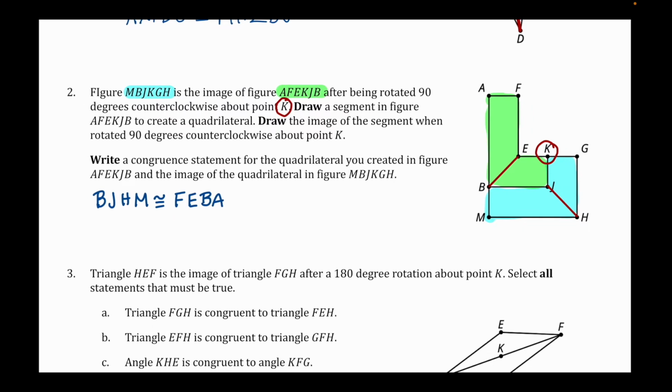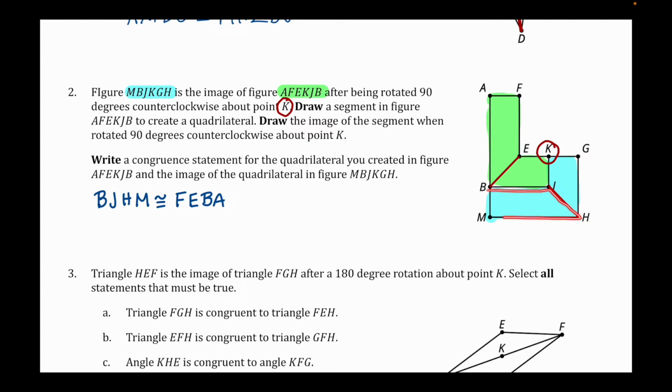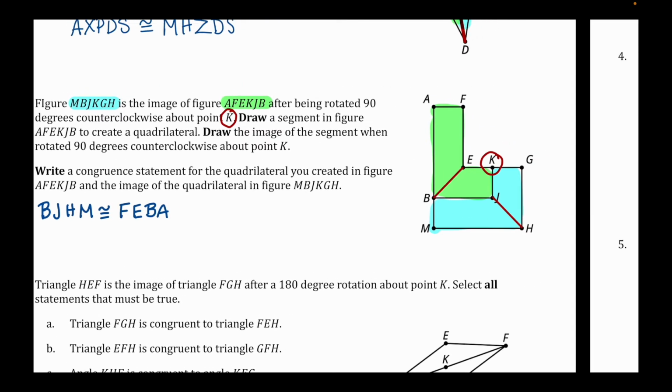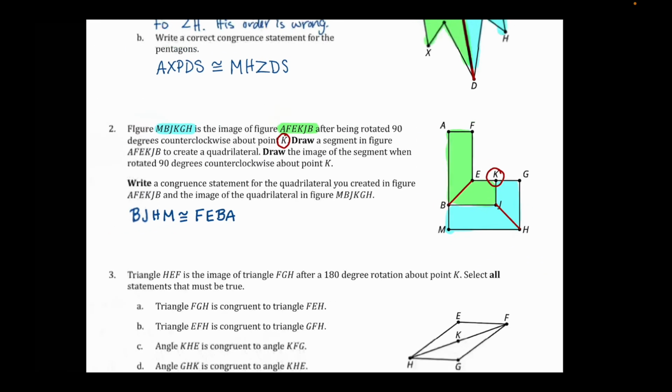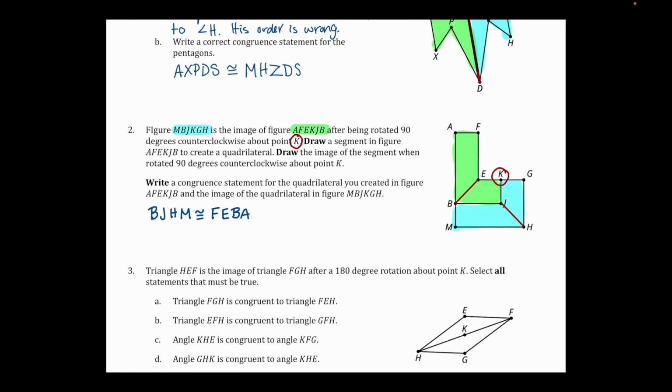So BJHM would make this quadrilateral here, and then our rotation of it would be FEBA right there. And that's it for number 2.